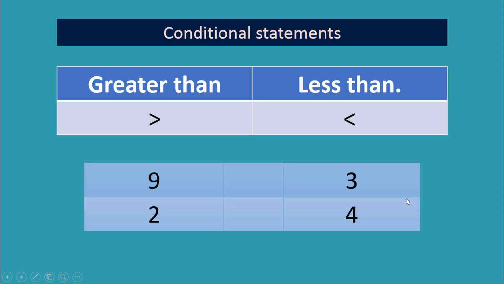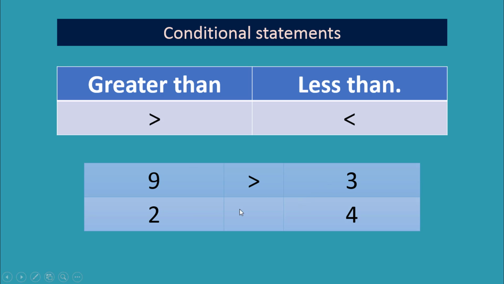In the video we saw these two signs, greater than and less than. The open part of the symbol will always point to the larger number. Here I have these examples. Of the numbers 9 and 3, the largest number is 9. So the open part must point to 9. This reads like this. 9 is greater than 3.